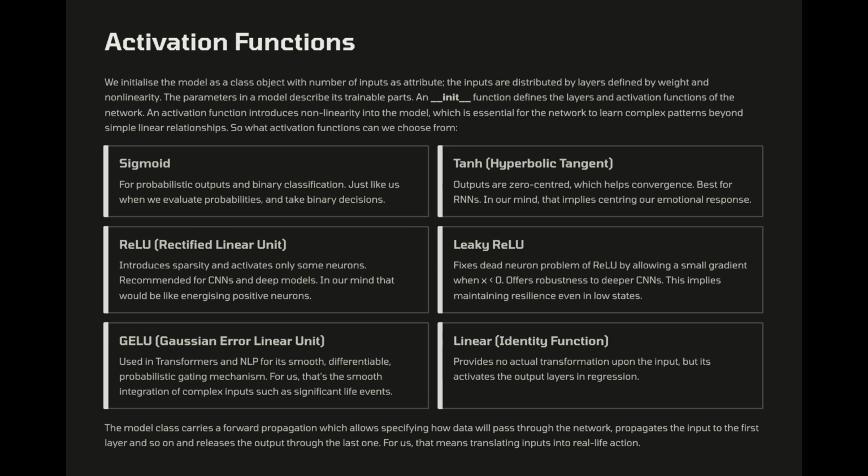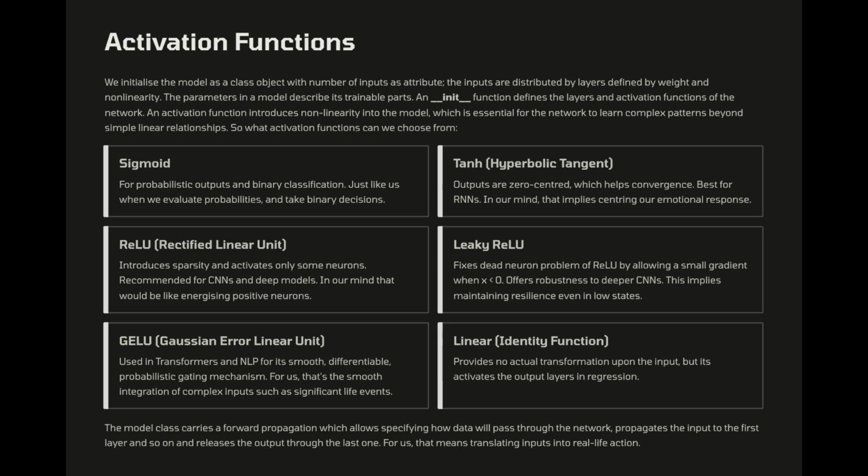This implies maintaining resilience even in low states. GELU, Gaussian error linear unit, used in transformers and NLP for its smooth, differentiable probabilistic gating mechanism. For us, that's the smooth integration of complex inputs such as significant life events. Linear, identity function, provides no actual transformation upon the input, but it activates the output layers in regression.